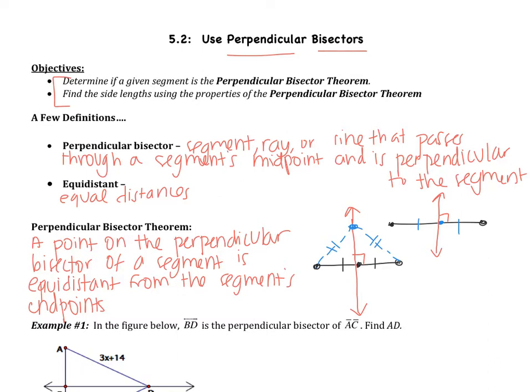Okay, the reason that they're congruent is because these two triangles that are formed are congruent. So if the triangles are congruent, then all their corresponding parts are congruent. So really in this theorem, you're going to be looking for congruent triangles. So let's look at an example.